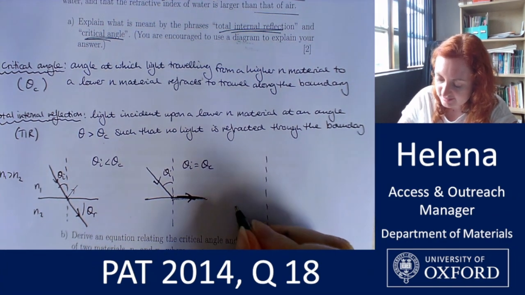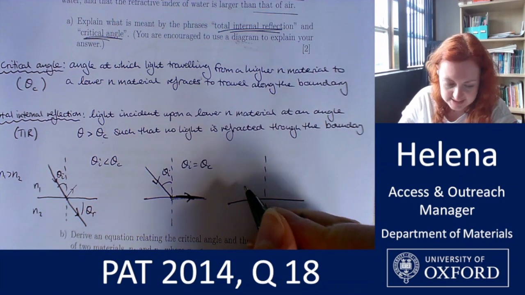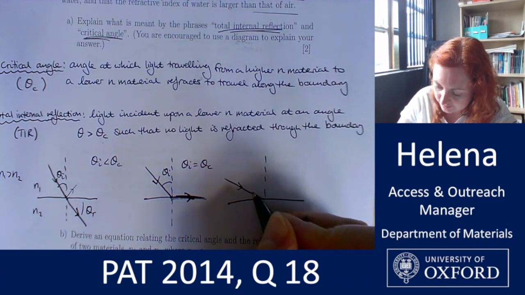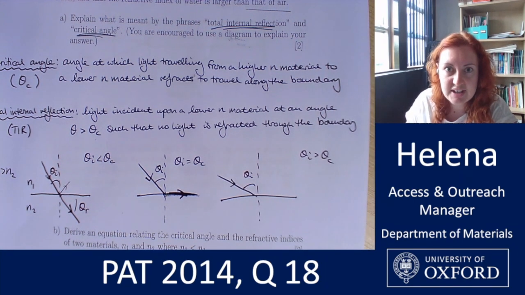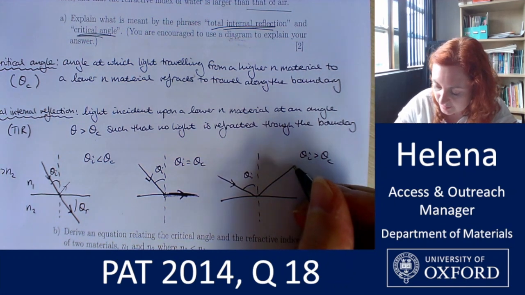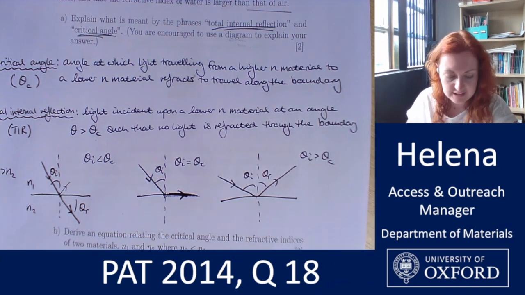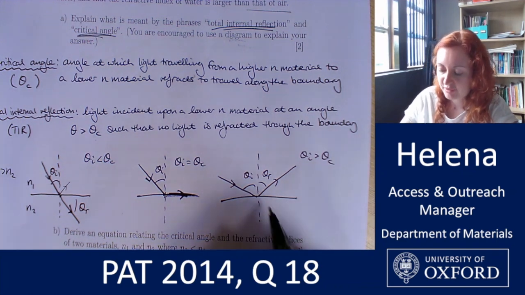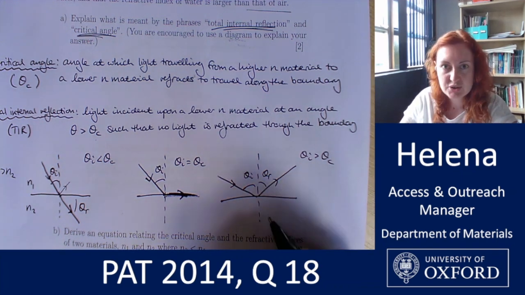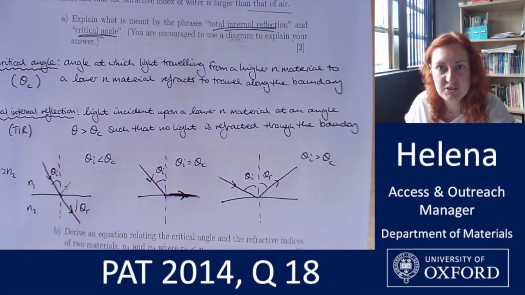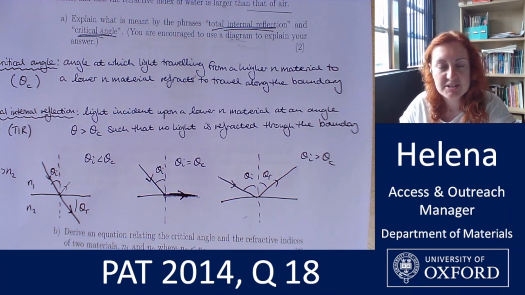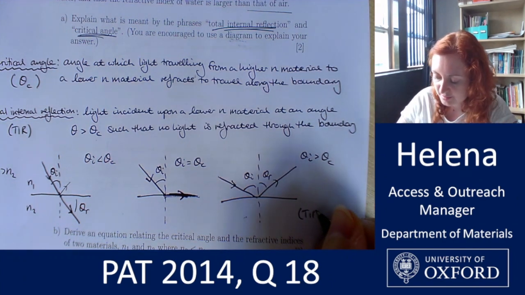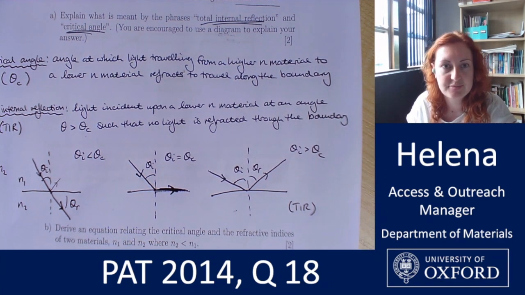Now, the third case that we can consider is if our incident angle, theta I, is greater than the critical angle. And that is how we defined total internal reflection. So what happens here is we get reflection rather than any refraction. So we don't get any light transmitted across the boundary. It's all reflected back into that same layer. Okay, so that's how we define these in words. That's also how we explain these using our diagrams here. And like I say, this is the example which gives us our total internal reflection.